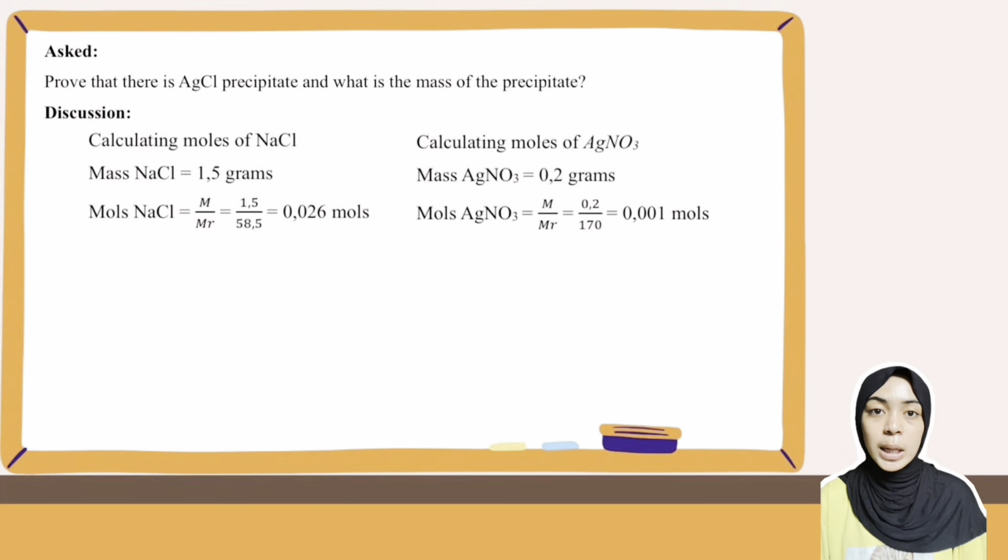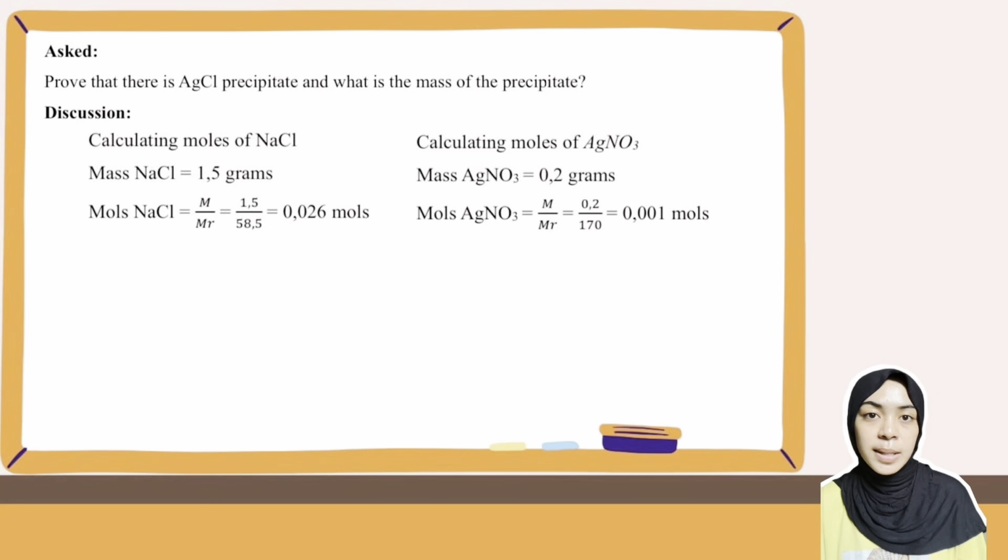Next, we calculate the moles of silver nitrate. The Mr of silver nitrate is silver plus nitrogen plus oxygen, which is 108 plus 14 plus 3 times 16, giving 170. So the moles of silver nitrate equal the mass divided by the Mr, 0.2 grams divided by 170, which is about 0.001 moles.